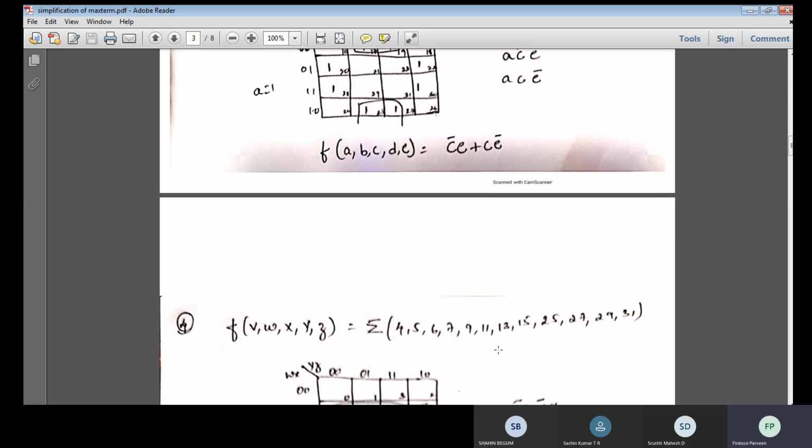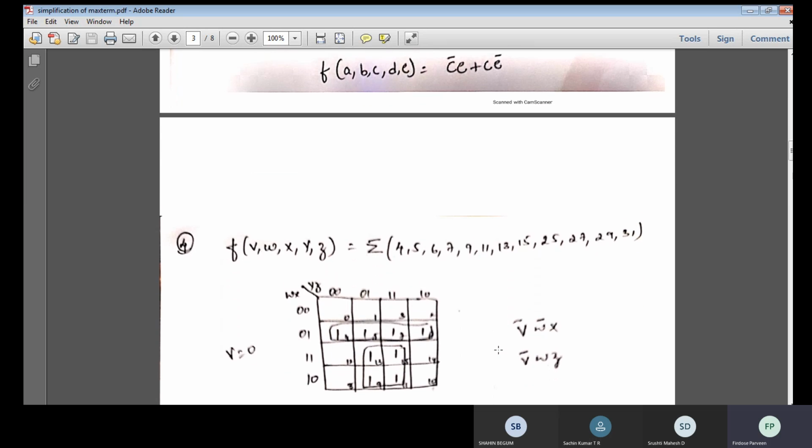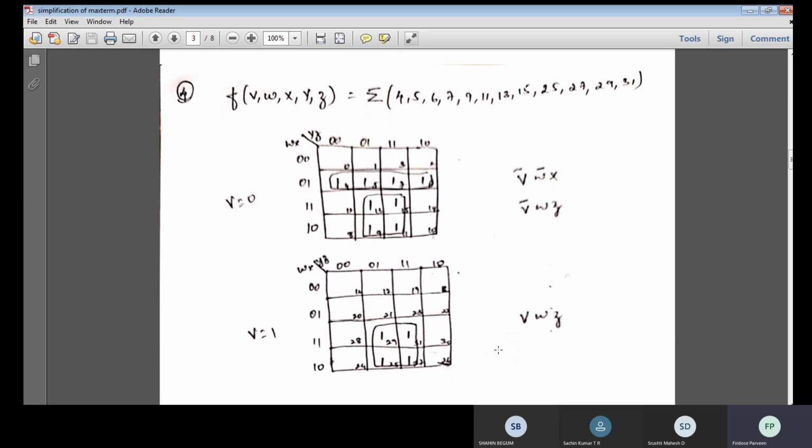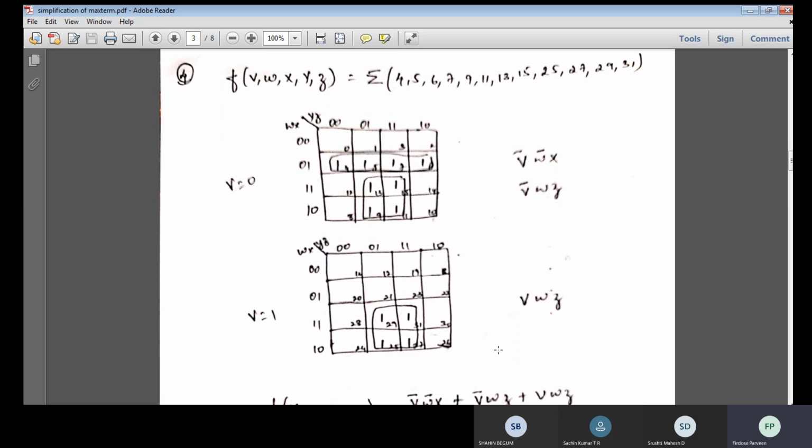So coming to the next problem. F of V, W, X, Y, Z is equal to summation. They have given the problem. So I'll be placing 1 in all these cells. So when I place 1 here, 4, 5, 6, 7 becomes one group. So corresponding row, what you'll be getting is W bar X.